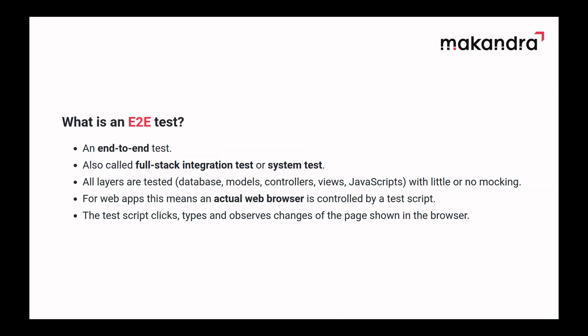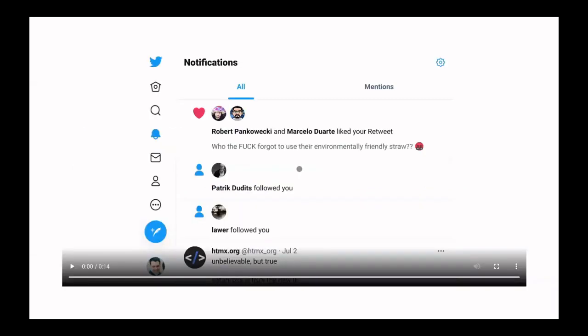And when we build web apps, an E2E test usually means that we control an actual web browser like Chrome by a test script, and the test script clicks and types and observes changes of the page that is shown in the browser that we're automating.